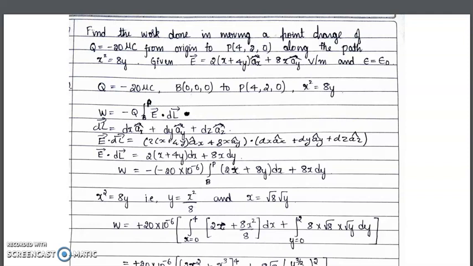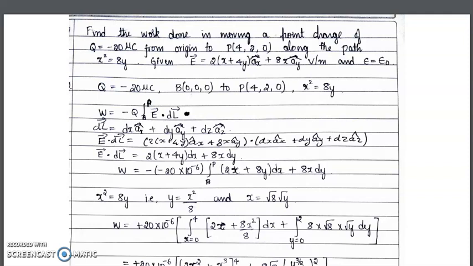So the next problem we will take up is: find the work done in moving a point charge of Q equal to minus 20 microcoulomb from origin to point P along the path of x square equal to 8y. The path of movement is x square equal to 8y. The given electric field intensity is E equal to (2x plus 4y) ax cap plus 8x ay cap volt per meter, and the permittivity is given as epsilon naught.